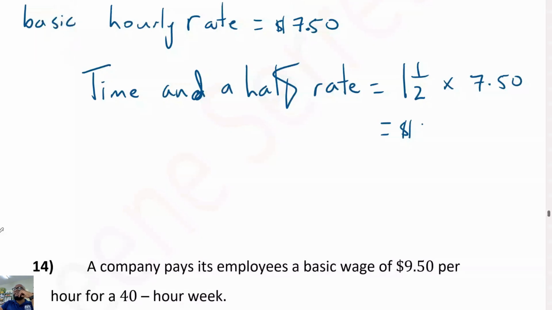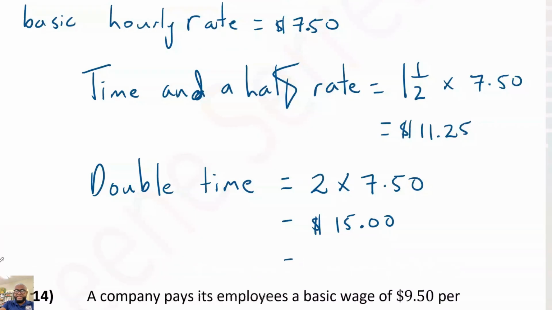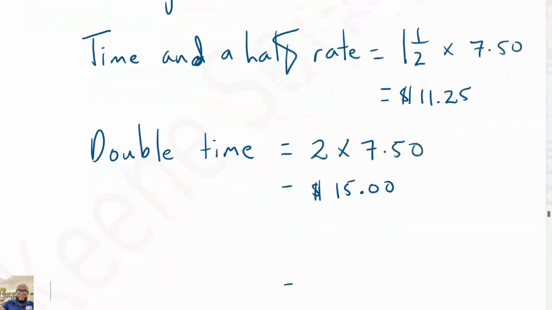So when we work this out, we get $11.25. Now my double time would be equal to 2 times the basic hourly rate, which will give me what? $15, right? So I have my time and a half rate and I have my double time. I should put double time rate. Double time rate. I put the word rate here. Right? So we go in.